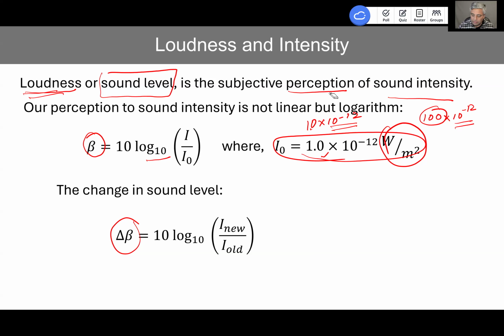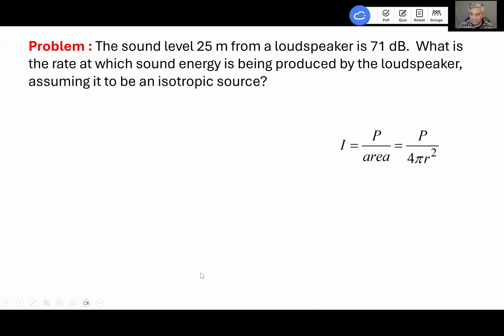So although on the linear intensity scale it went 10 times more, here what happened? Log of 10 is just 1. So the change in level is 10 decibel. And you can use any number here, 1000 for example, and plug it in. So that's how this formula is used, folks.